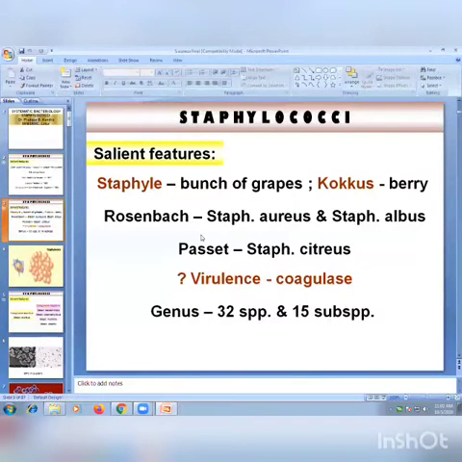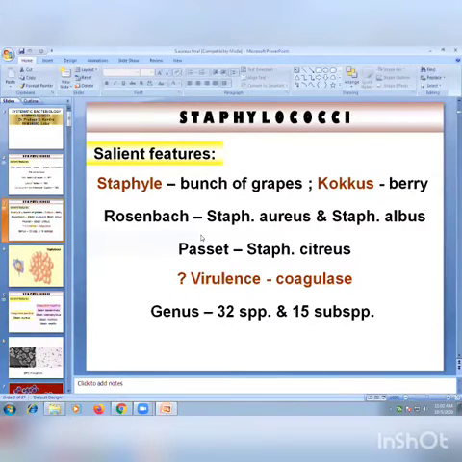He also gave the name Staphylococci. Alexander Ogston gave the name Staphylococci. Staphylo means bunch of grapes. They are arranged in a bunch of grapes, a cluster arrangement, and coccus means berry. Another scientist, Rosenbach, isolated two species of this bacteria, Staphylococcus aureus and Staphylococcus albus.